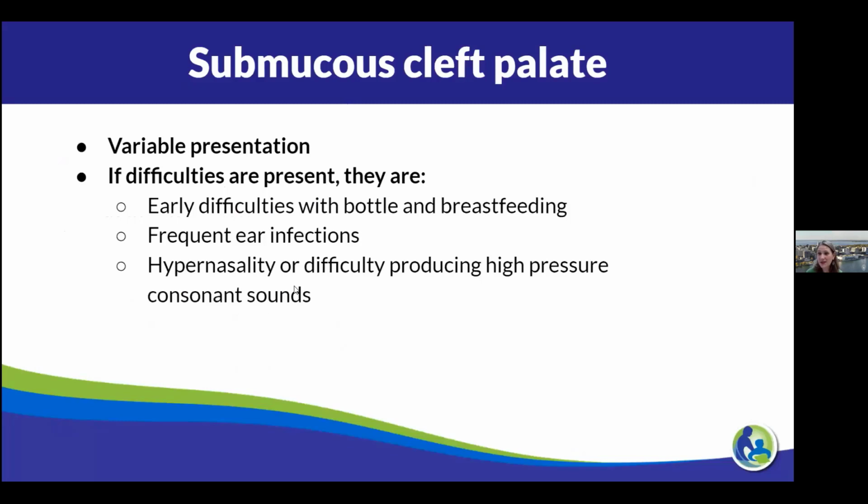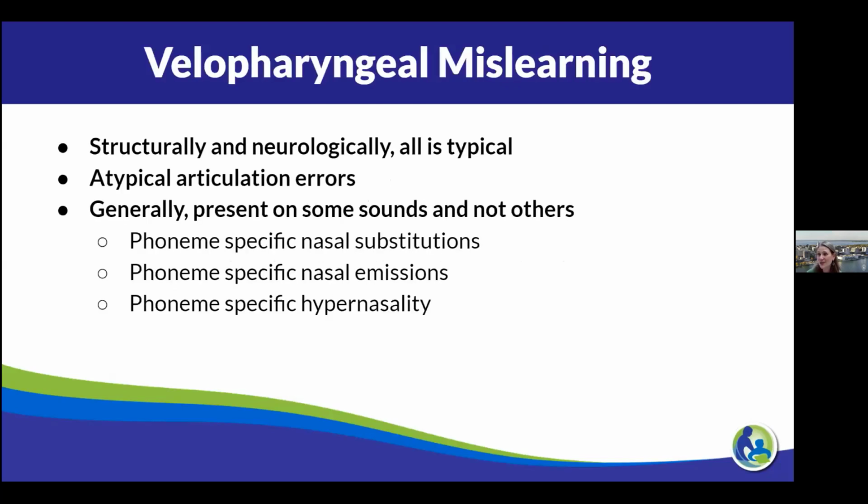And again, sometimes this is not diagnosed until later because the errors are not quite as obvious as with an overt cleft palate. And then velopharyngeal mislearning. I talked a little bit about this earlier, but structurally and neurologically, all is typical. They have no submucous cleft palate. They have no neurological disorder. They might have really atypical articulation errors, and these are generally present on some sounds and not others.